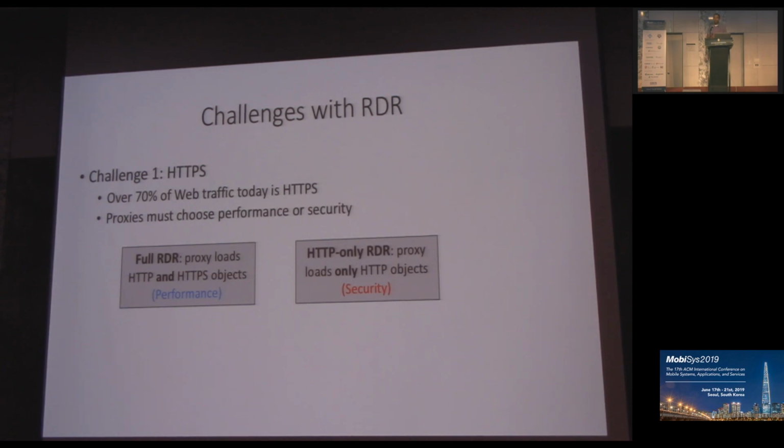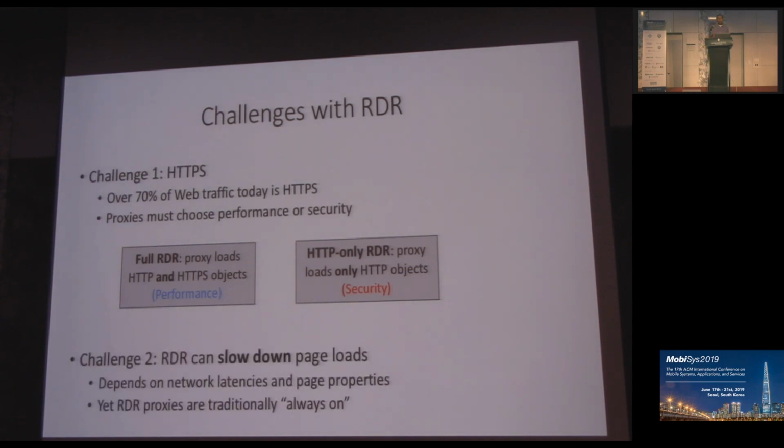So on the one hand, RDR proxies can perform full RDR, where they load all of a page's objects on behalf of a client, regardless of whether or not they're served with HTTPS. And so this could achieve good performance, but it violates a core security guarantee of HTTPS, which is end-to-end encryption between clients and origin servers. On the other hand, proxies can perform what's called HTTP-only RDR, where they only load the increasingly small fraction of web content that's HTTP. But this, of course, limits potential performance gains.